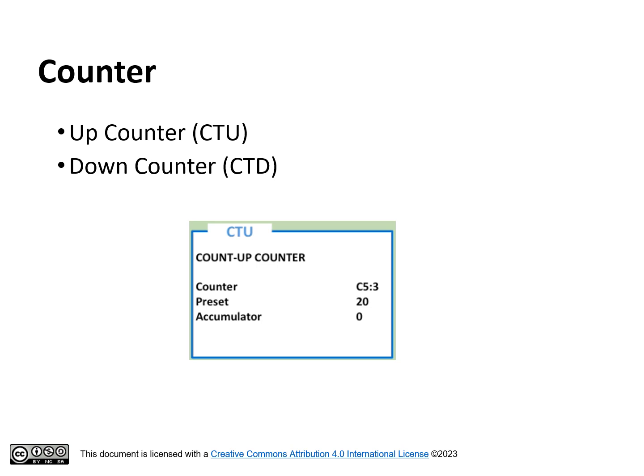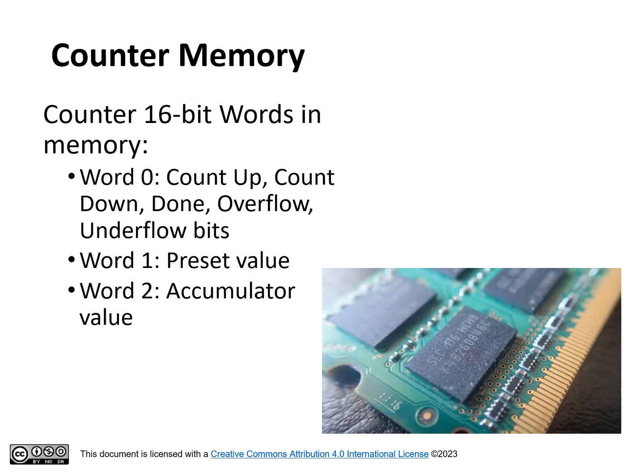Each of these counters basically works with 3 words of memory. Counters are represented as function blocks in ladder logic. An up counter CTU function block is shown in the figure. Counters basically work with 3 words of memory. These 3 16-bit words are the following.